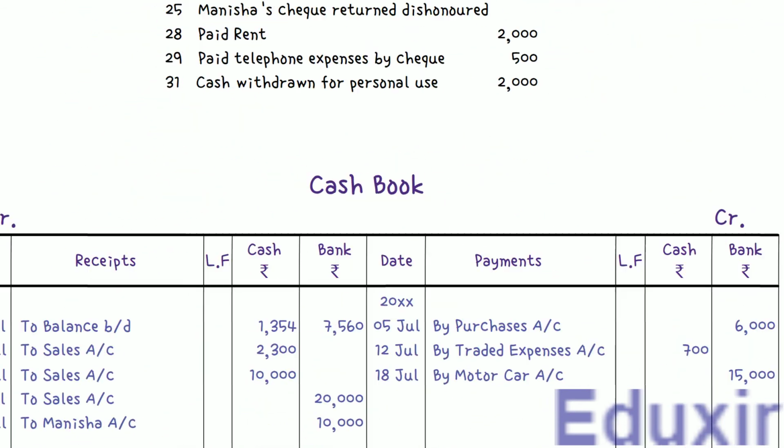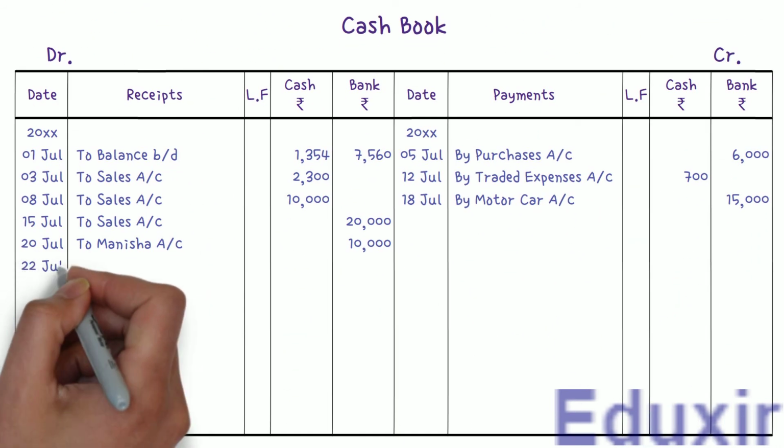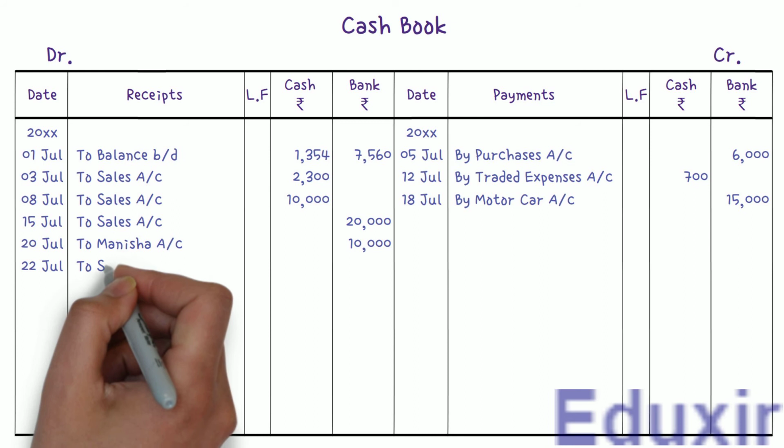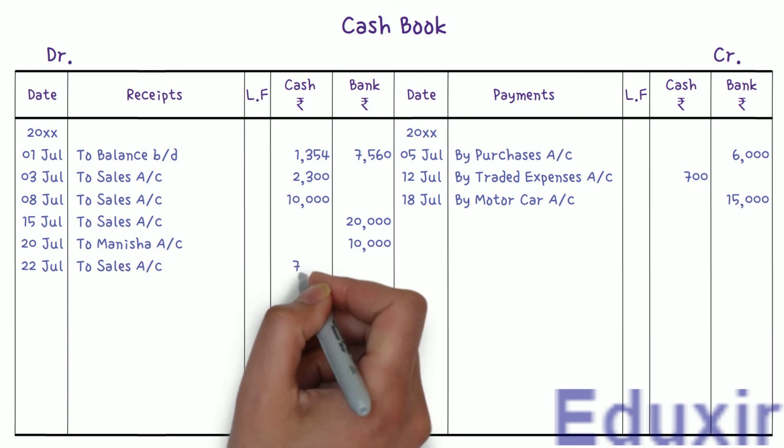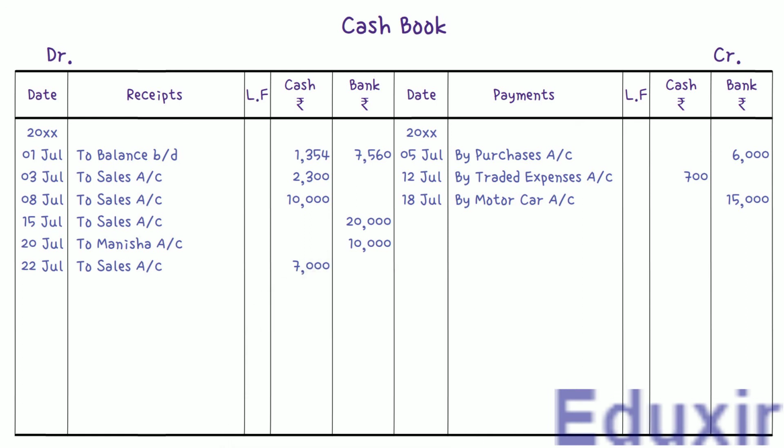the cash book. Let's first record the date. Let's then record the sales account into the receipts column of the cash book. Let's then record the debit amount of 7,000 rupees into the cash column. With that, we have completed the posting of this transaction into the cash book. Let us now take up the next transaction.